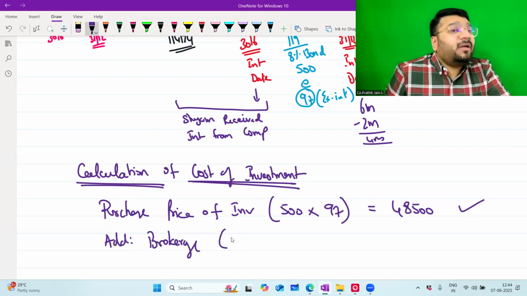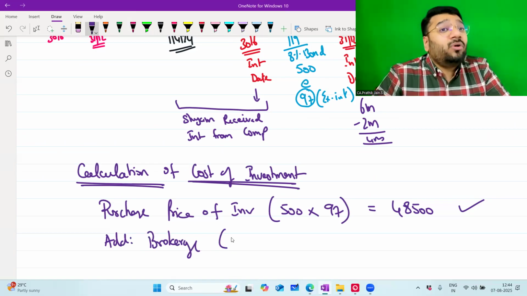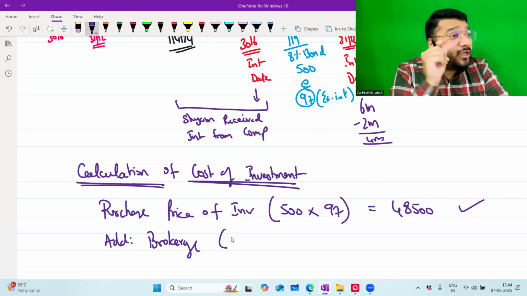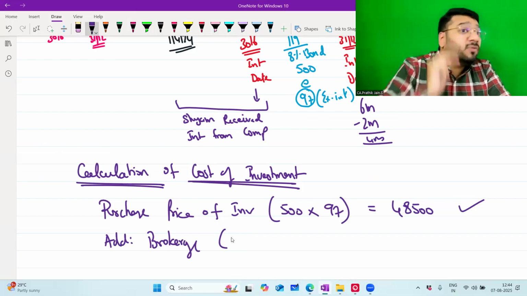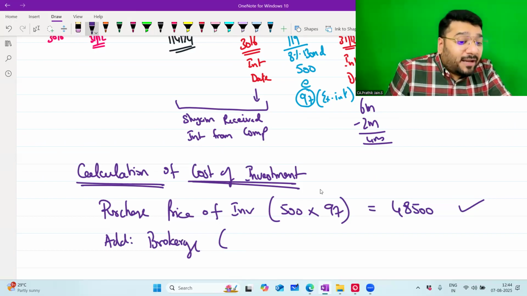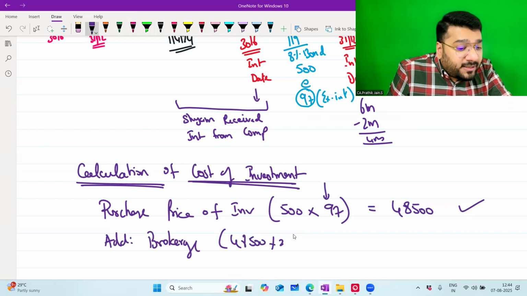Brokerage will always be paid on the transaction value. What is the transaction value? The value which he has negotiated between both the parties, the final value which is getting settled between the parties. On that value, the commission is always charged. So what is the settled value here? 97 per bond. So 48,500 into 2%. How much? 970.